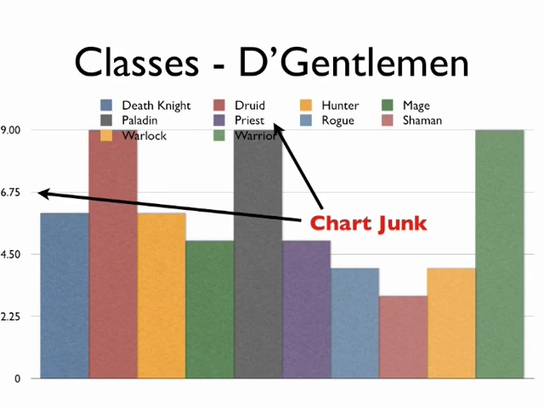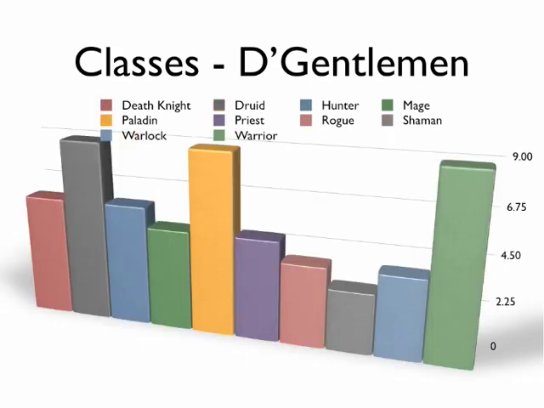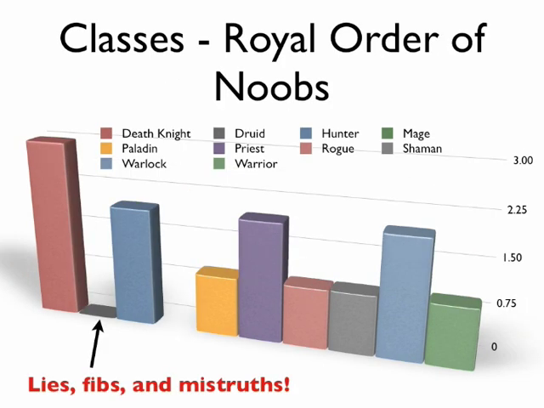It gets even worse when you introduce 3 dimensions. Here we've got extra surface area along the top and the sides that changes the visual proportions, if you will, of the different bars in the chart. Now PowerPoint takes it one step even worse, where if you've got a data point whose value is 0, you get lies, fibs, and mistruths.